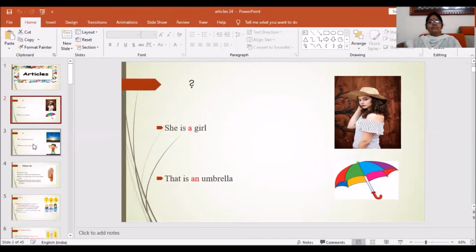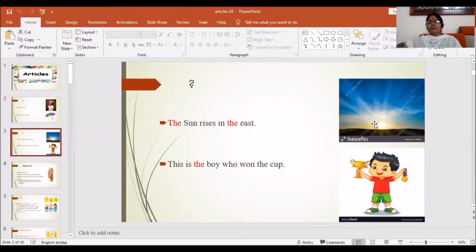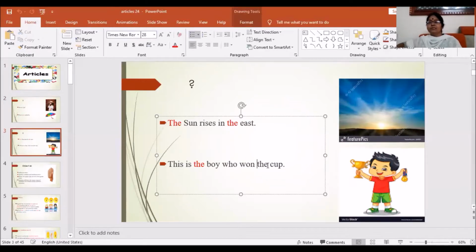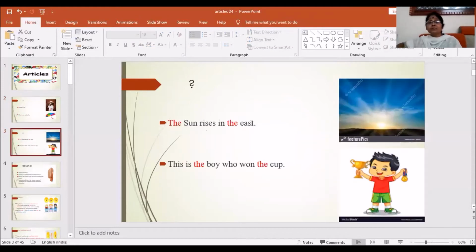Now let us look at this picture. From where does the sun rise? The sun rises in the east. So we have used here an article the, right? Who has won the cup? This is the boy who won the cup. So here I've used the article the. So in these examples, we see that in some places I've used a, in some places I've used an, and in some places I've used the. So we will learn today where to use our articles a, an, and the.